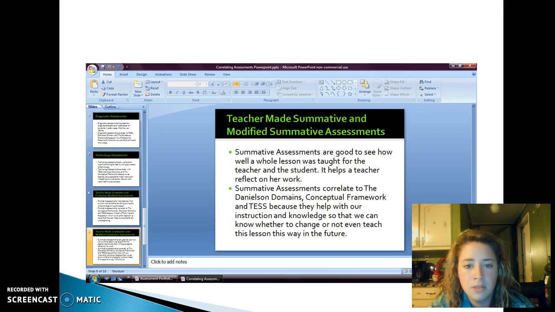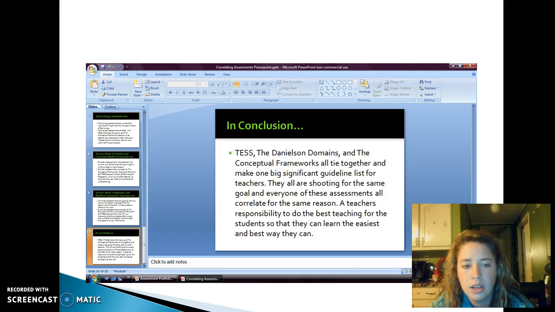And on the summative, I explained that it's just for after a whole lesson was taught. And this says that they correlate because they help with our instruction and knowledge so that we can know whether to change or not even teach this lesson in the future or in a different way.